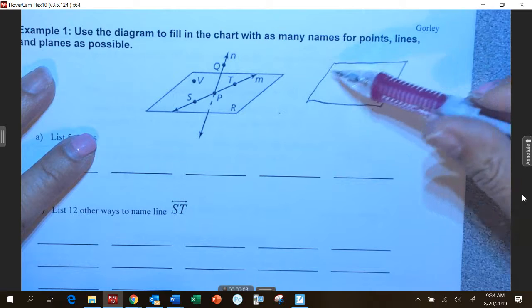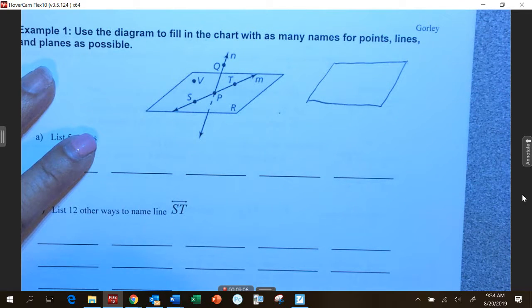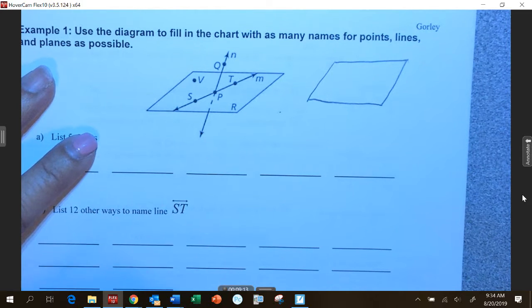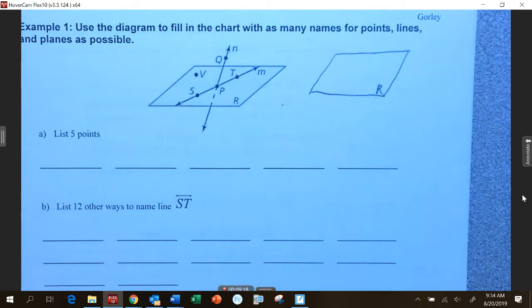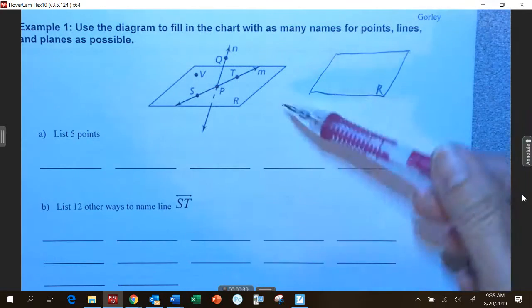And then what do you think the name of this plane is by looking at that picture? What's the name of that plane? What did they name it? Oh. Who said R? Jordan. Why do you think it's called plane R? Because it does not have a point. That's how we know it's the name. And it's capital. So R is the name of the plane because it doesn't have a point next to it.